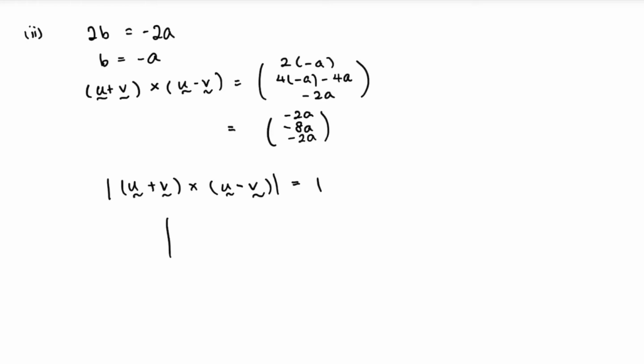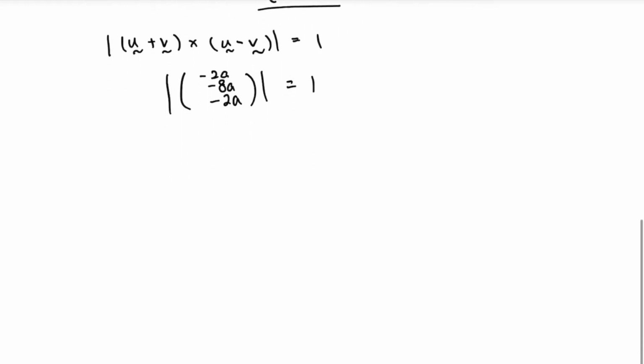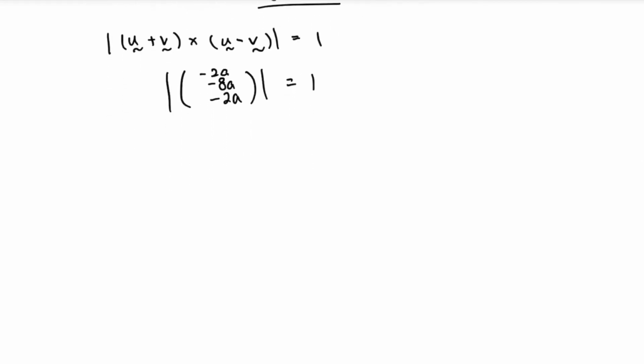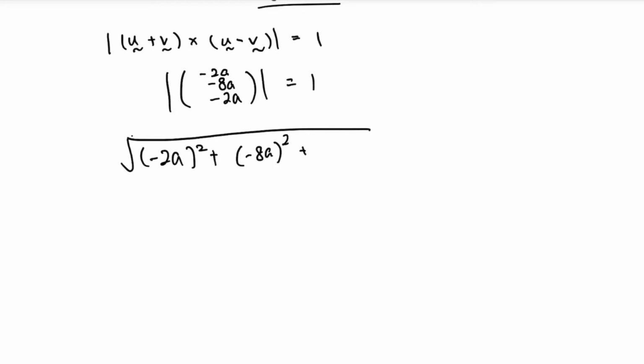So we just need to sub in our answer, which is going to be over here. You have minus 2a, minus 8a, minus 2a, which will give you a value of 1 because it's a unit vector. So use your usual way of expanding, right? Whenever we are finding the mod in terms of vectors, you would have your entire square root come out. It will just be (minus 2a) squared plus (minus 8a) squared plus (minus 2a) squared equals 1.